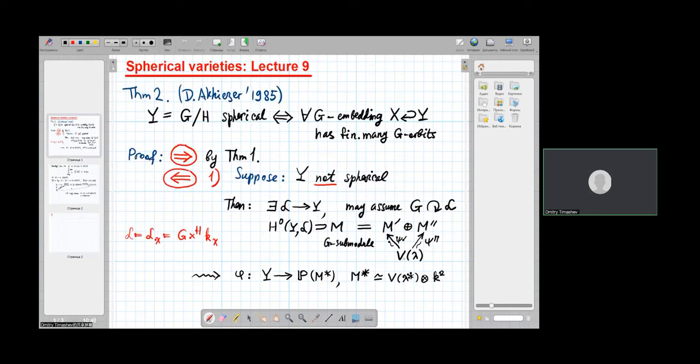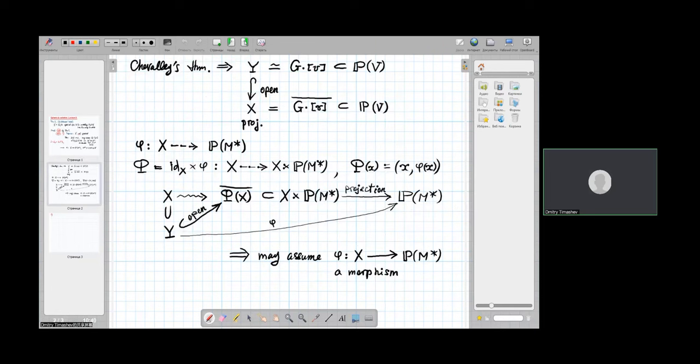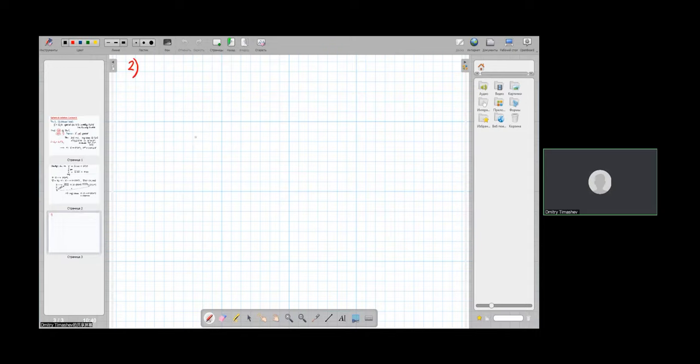We have this irreducible G-module V of lambda of highest weight lambda, and let me consider the action of the maximal torus T on this vector space V of lambda. Any representation of an algebraic torus is diagonalizable. In particular, this one is diagonalizable. This means that there exists a basis in this vector space V of lambda consisting of eigenvectors for the action of T. And let's choose such a basis.